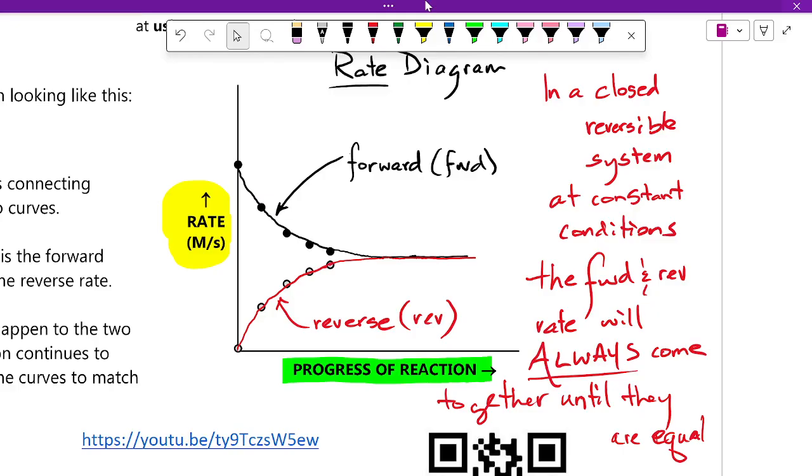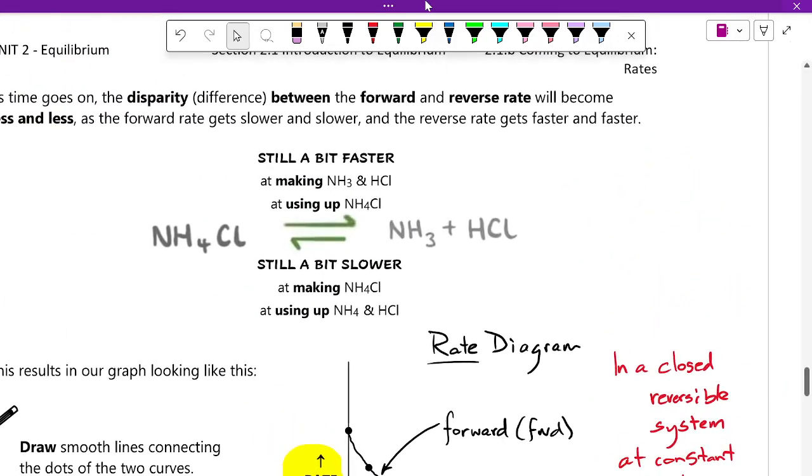Why do we have to reach equilibrium? It's not that we have to reach equilibrium. It's that over time you're going to be making more products, so your product is going to increase and your reverse rate will increase. Yes, this applies to all reversible reactions in closed systems at constant conditions. If you open the system, things are escaping and all bets are off. If you start changing the temperature or the volume of the container, that's going to change things. So it has to be closed and the system has to be a reversible reaction. It can't be a one-way reaction.